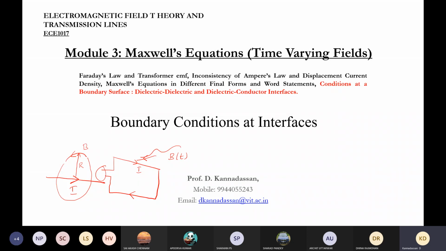And there comes the concept of electromotive force. This has many applications like transformers, generators, motors, and many others. Even in many sensors it is being used. Later we moved to Maxwell's equations, where we saw a very important contradiction, that is displacement current, which is one of the special cases in time varying fields. These are the things we have seen last.